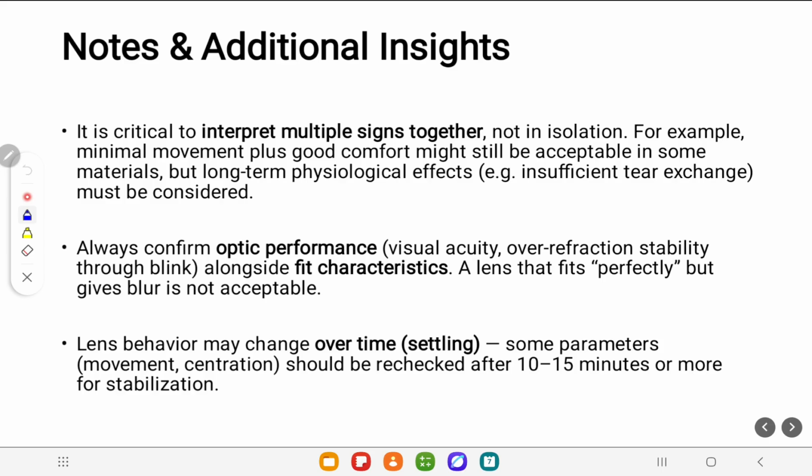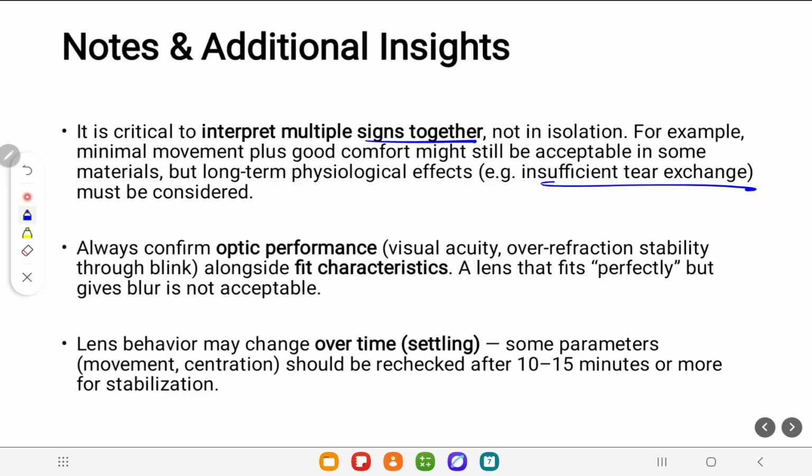So it is critical to interpret multiple signs together. Fitting is like art, isn't it? You cannot see just movement. You cannot see just indentation. You have to see all these things together. Yes. It's like everything.